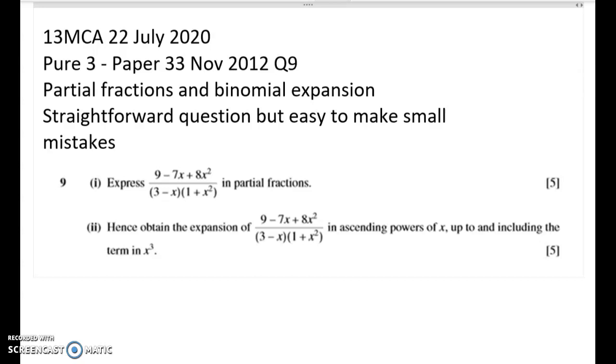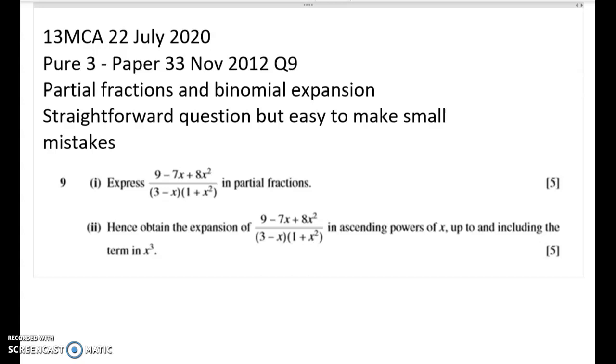Kia ora koutou. This question is from the 2012 November Pure 3 paper, and it's a partial fractions and binomial expansion question. It's really boring, but it's kind of good practice, and it's very easy to make small mistakes in these. So I want you to have a go at it first before you watch it. If you're in my class this year, then this is one that I've set for tomorrow while I'm away. So please don't watch this until you've tried it.